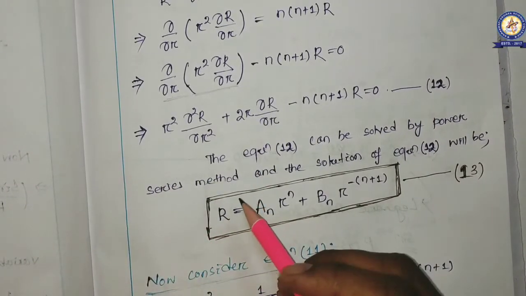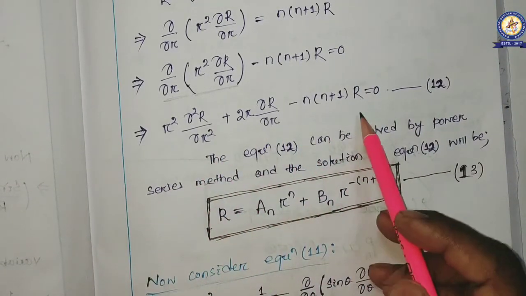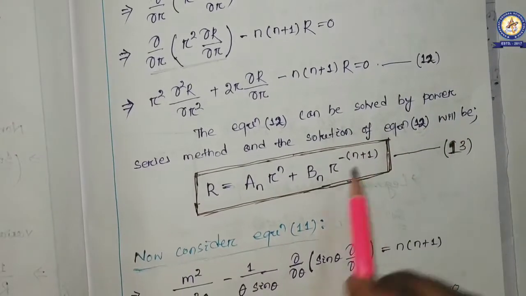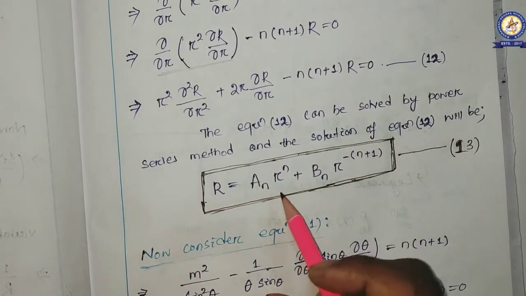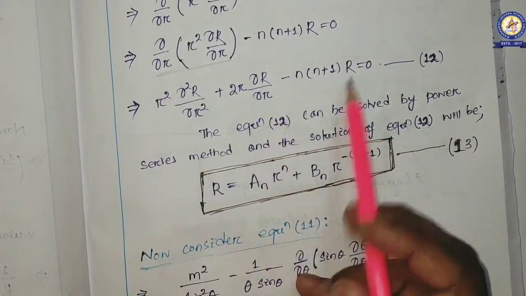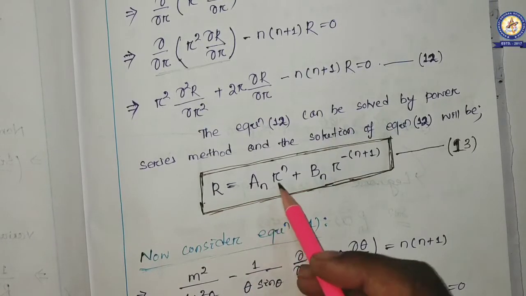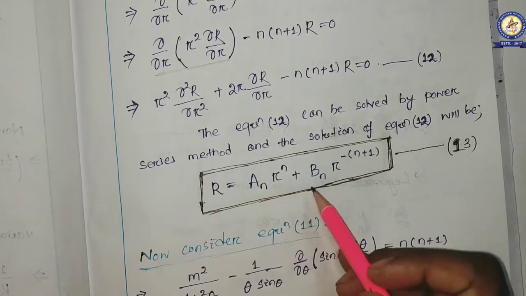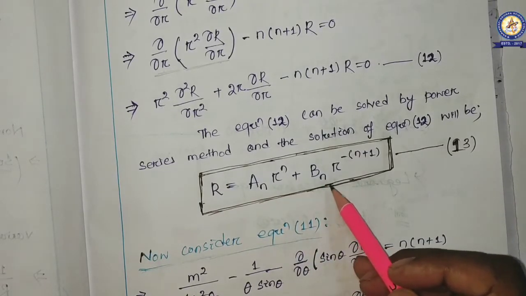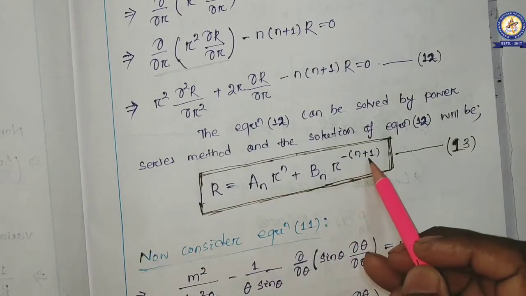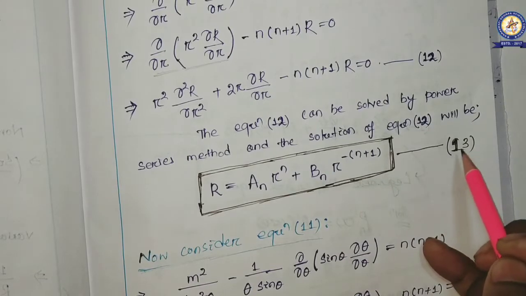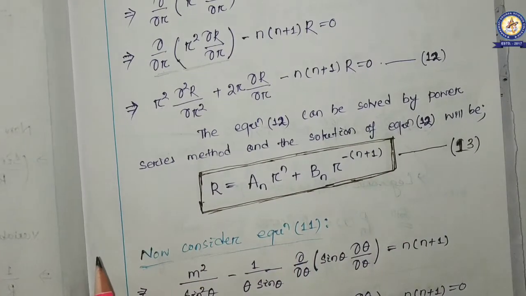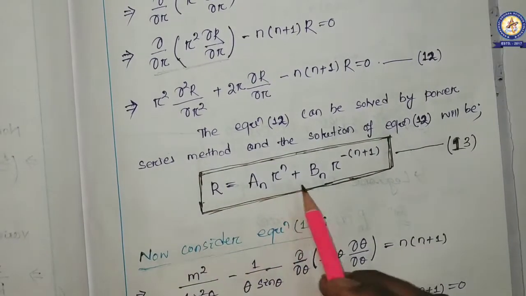As we know, this type of differential equation can be solved by using the power series method, and the solution will be like this. The capital R will be a_n r to the power n plus b_n r to the power minus (n plus 1). Let this be equation number 13. So here we got another solution, capital R equal to this one.